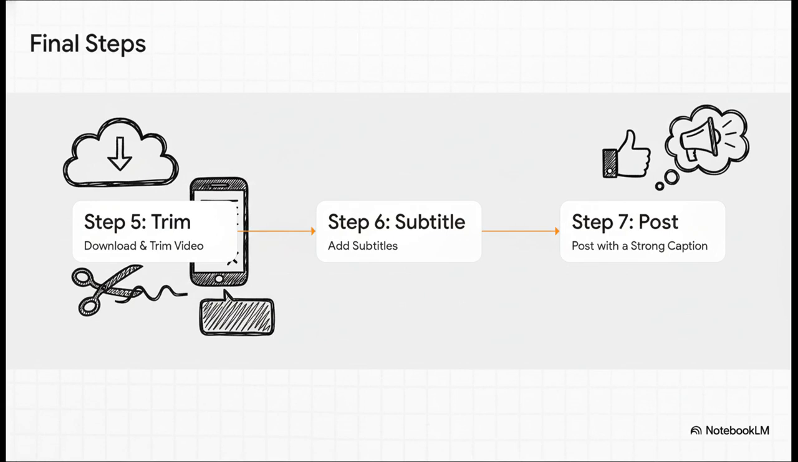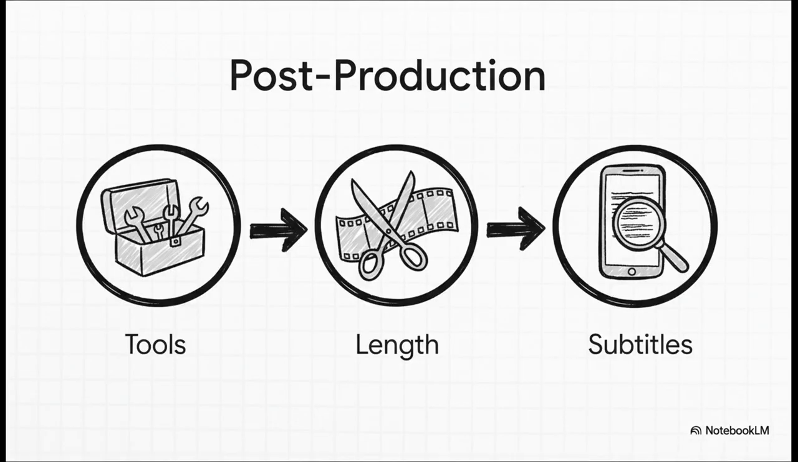They're essential. So step 5, download that video and just trim it down to the absolute best bits. Step 6, add subtitles. This is so important for everybody watching on their phone with the sound off. And finally, step 7, post it with a killer caption that grabs people's attention. So here's a quick little checklist for that post-production phase.